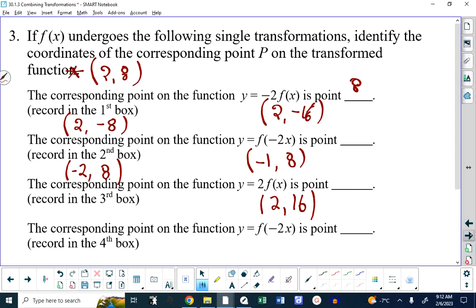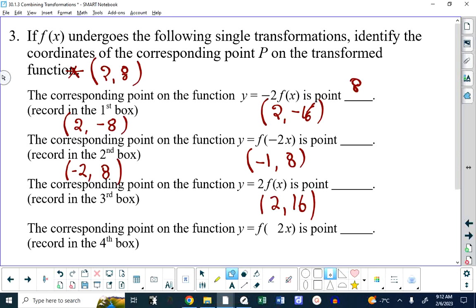Does your last one say f of -2x? What does it say? Just f of 2x. Okay. I did some cutting and pasting and forgot to edit there, I guess.